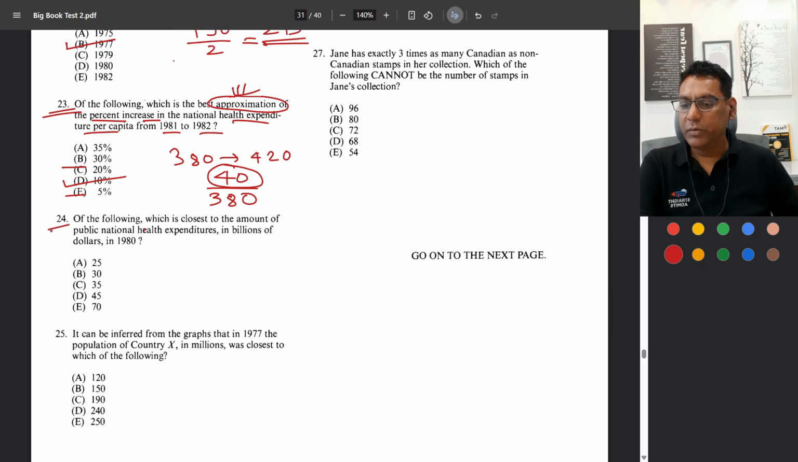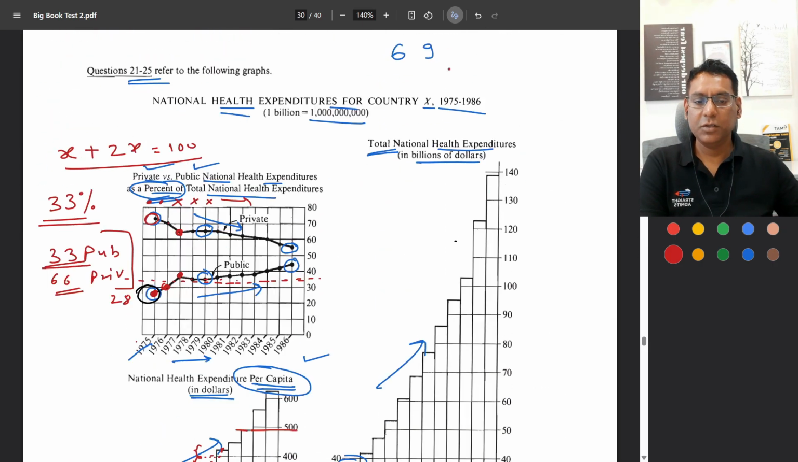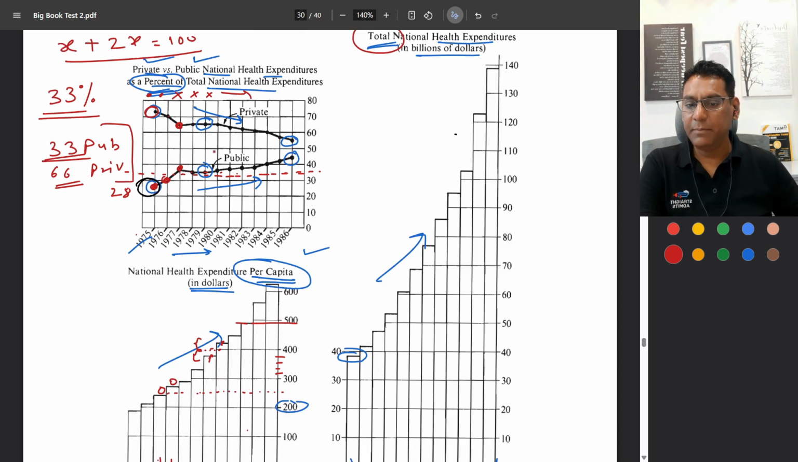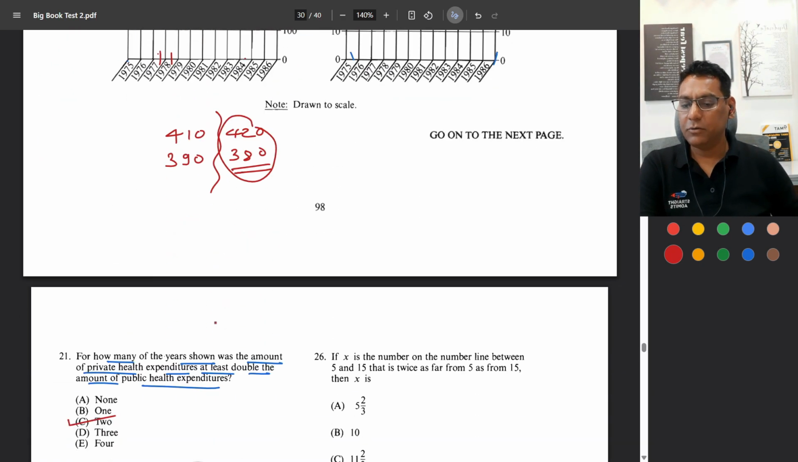Question 24: of the following, which is the closest to the amount of public national health expenditure in billions of dollars in 1980? So they are asking for the amount of public national health expenditure in billions in 1980. Okay, right. So you have to get public, not the total. You have to get the total from this graph, because this is the total graph. You have to get the 1980 total here, then you have to get the 1980 percentage for public, and you have to do that calculation. Interesting.